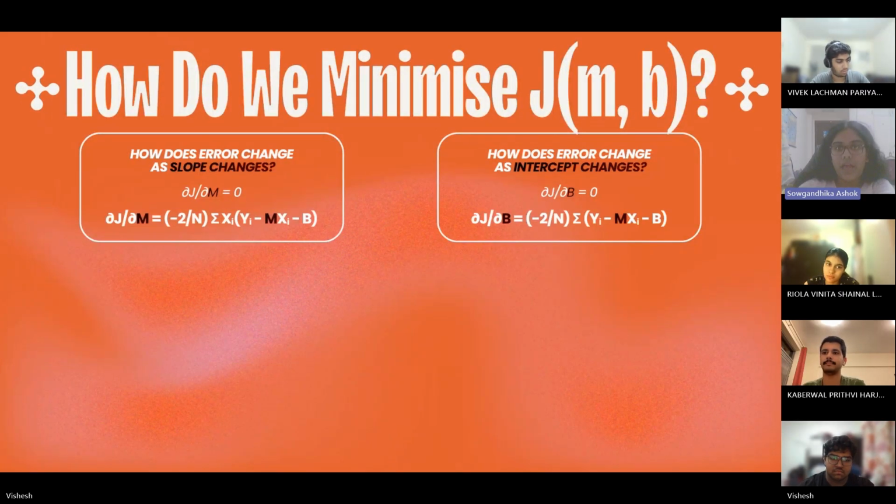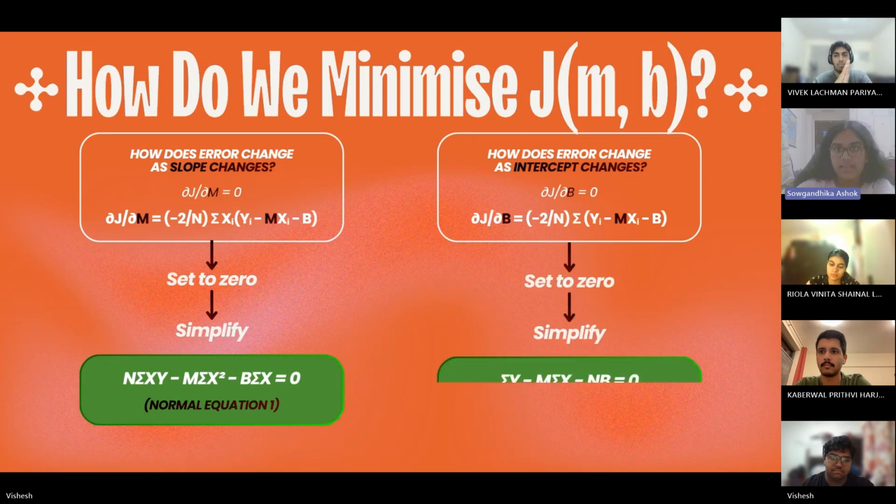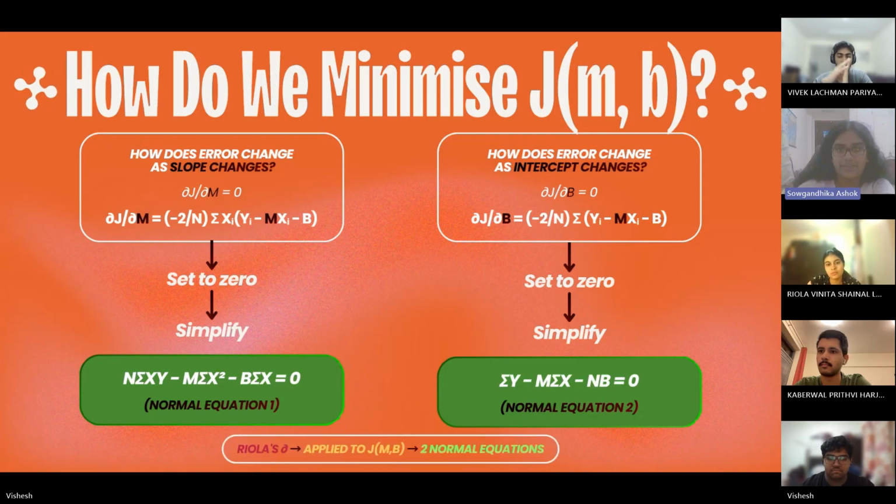First, how does the error change as slope changes? We differentiate with respect to m, freeze b. Remember Riola's padlock? And set it to 0. Simplifying gives us normal equation 1. Same process for the intercept: freeze m, differentiate with respect to b, set to 0, normal equation 2. Now, two partial derivatives, two equations, two unknowns. Solving them simultaneously gives us the exact m and b that minimize total error.